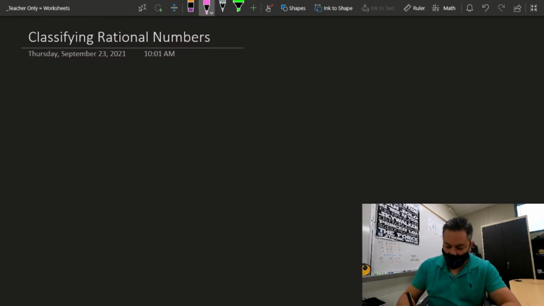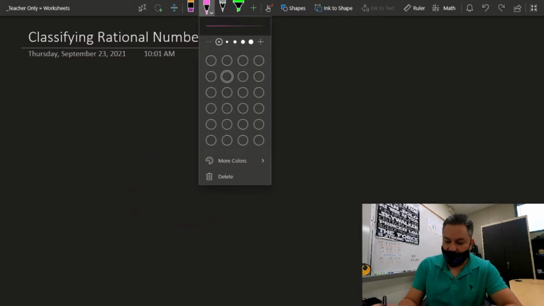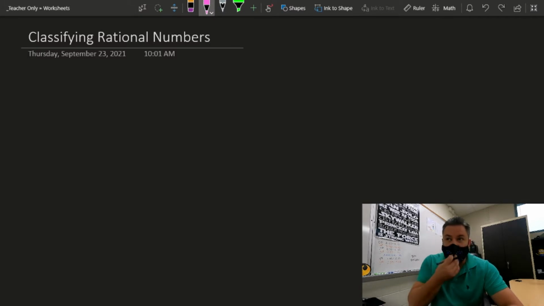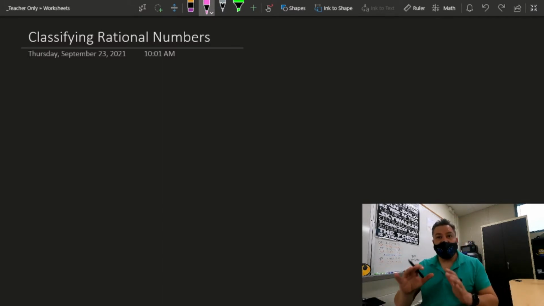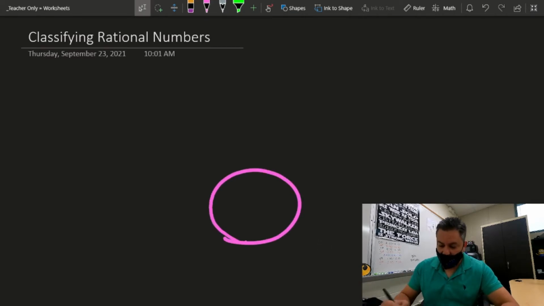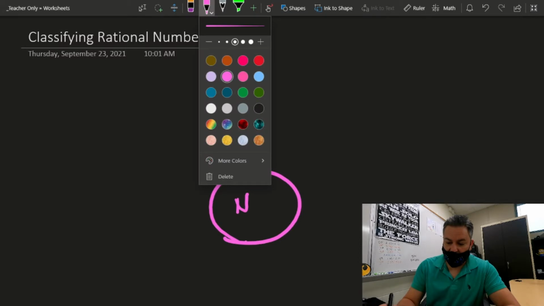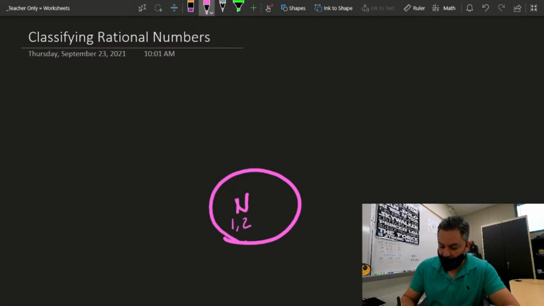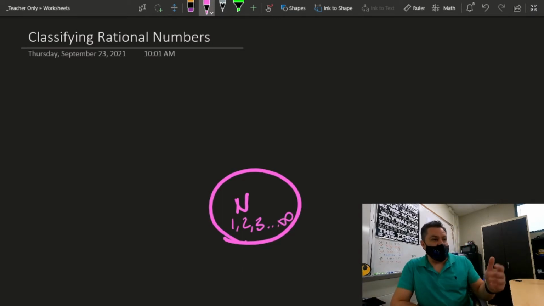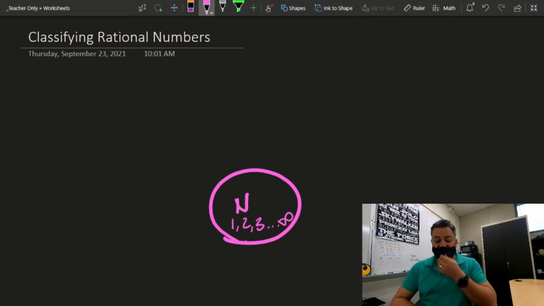So first, we're going to do this kind of like a Venn diagram pattern. The first thing that we're going to have are the what numbers? Natural numbers, right? On those natural numbers, I need you to give me a few examples. 1, 2, 3, all the way to positive infinity. That's not an 8, that's an infinity sign. It's a little bit crooked, but it's an infinity sign.